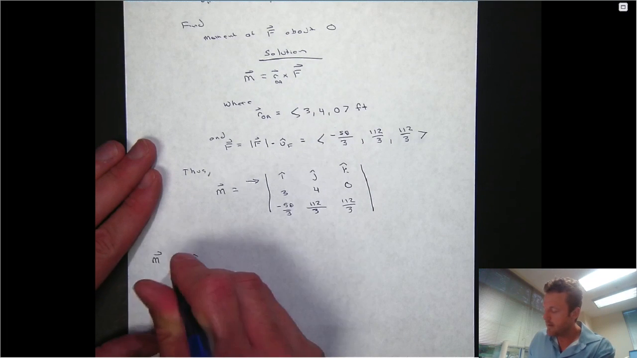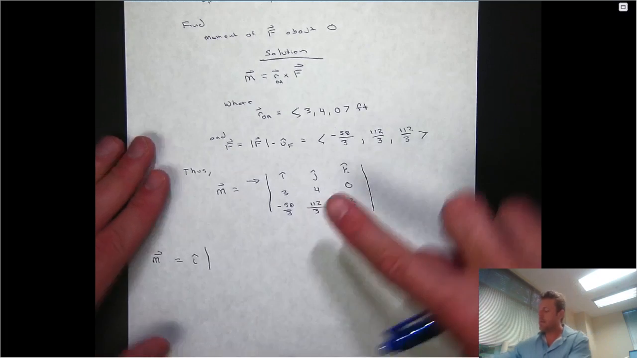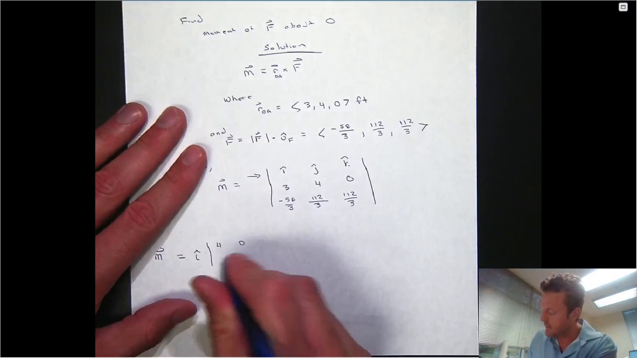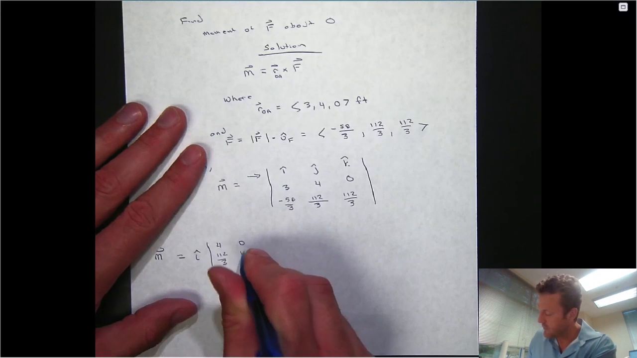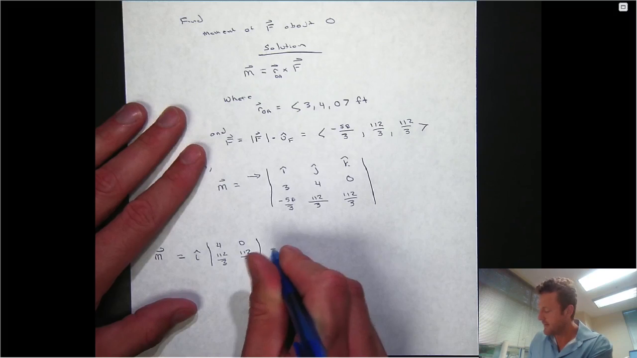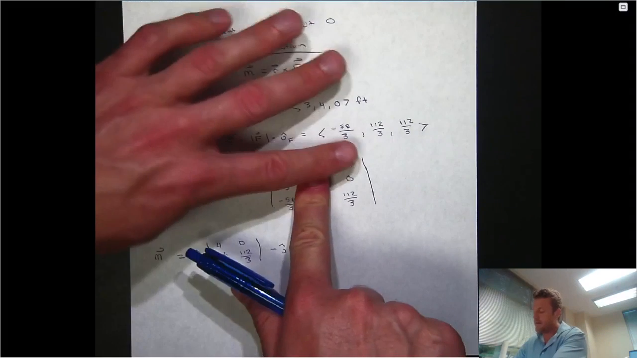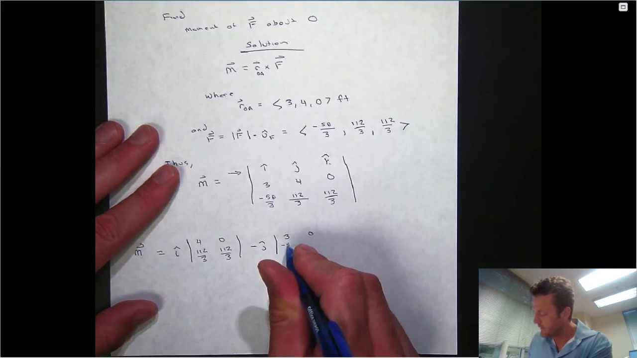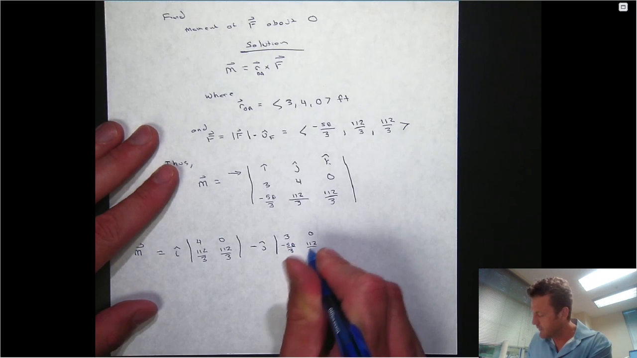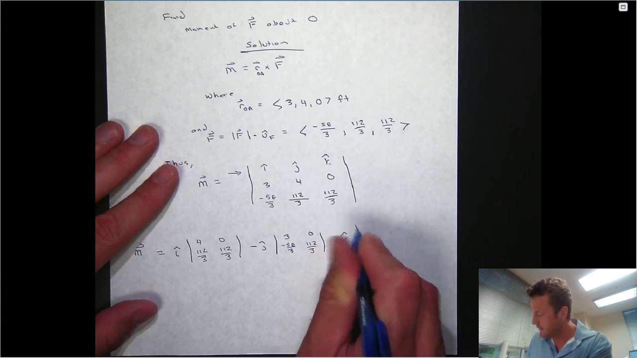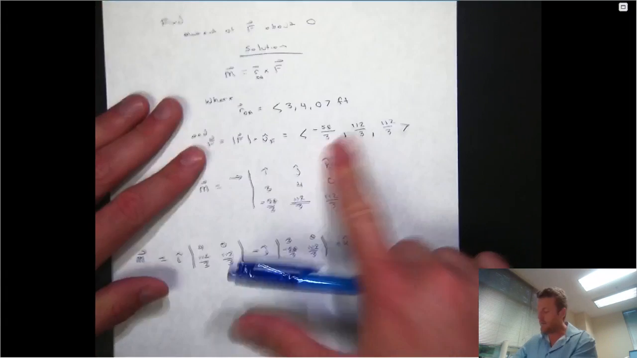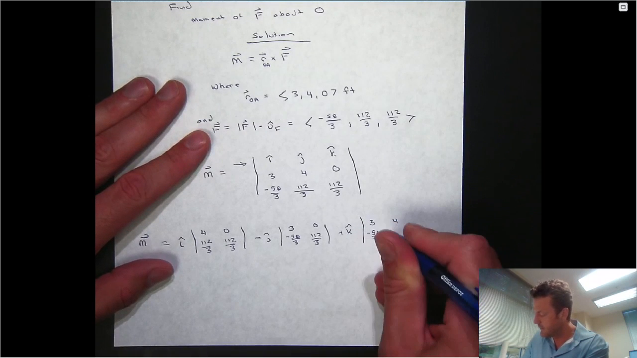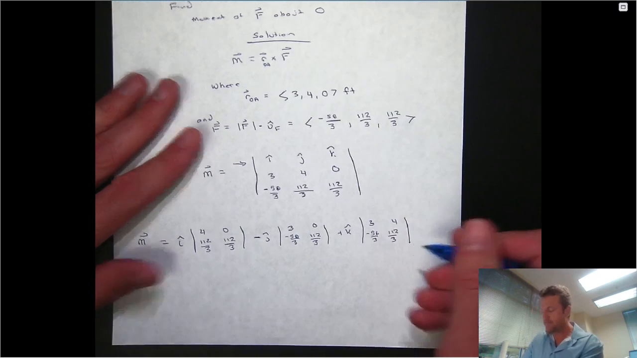We would say that the moment has an i hat component, which is given as the determinant of that 2x2 matrix. So 4, 0, 112 over 3, 112 over 3, minus j hat times the determinant of that 2x2 matrix, 3, 0, minus 56 divided by 3, 112 over 3 plus k hat times the determinant of this 2 by 2 matrix. 3, 4, minus 56 divided by 3 and 112 divided by 3.